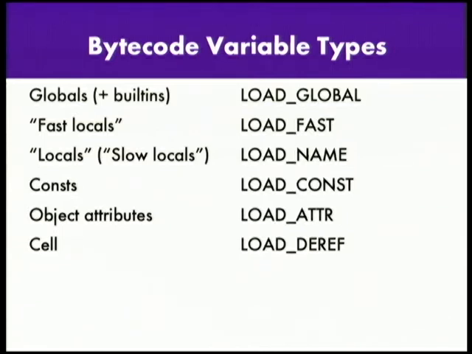The oparg for load name and store name is also an index into the names array, which we'll see in a minute. Consts, load const is an index. Oparg is an index into a const array. And these are just Python values that are pushed directly onto the stack. There is no store const, otherwise they wouldn't be const. Attributes of an object you pull out using load attr, and I can't remember, I think that goes into names again. And finally, cell variables, and those use load ref and deref, and I'm going to talk about cells on this next slide here.